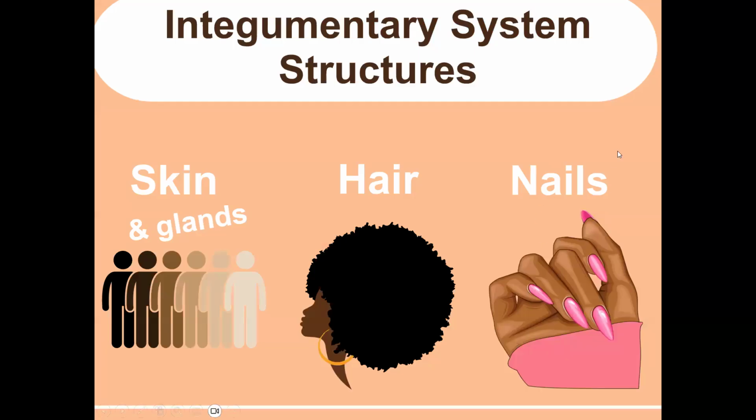So, as I just said, the main organ, our primary organ of this system is going to be the skin, which is also known as our cutaneous membrane. We group glands in with the skin because our glands are a special type of epithelial tissue. And then we have our hair and our nails that we'll talk about. We consider those our accessory structures. So our skin is our primary organ of this system, and then the glands, our hair, our nails, those are all accessory structures.